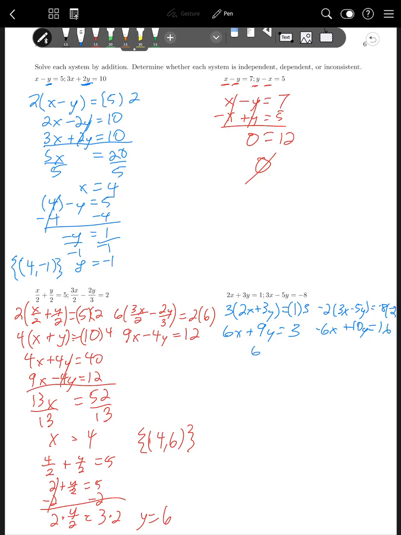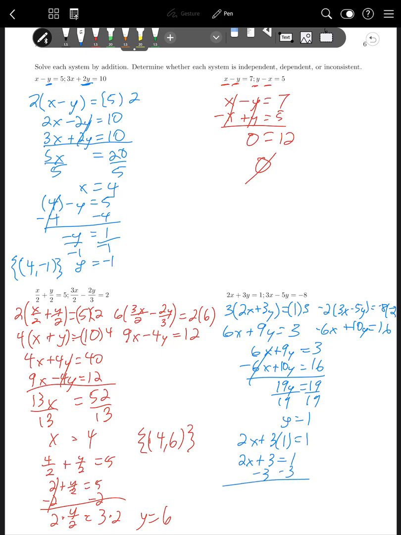Add those together. So 6x plus 9y equals 3, negative 6x plus 10y equals 16. You get 19y equals 19, divide by 19, and you get y equals 1. And then we can substitute that. So 2x plus 3 times 1 equals 1. 2x plus 3 equals 1. Subtract 3. So we get 2x equals negative 2 and divide by 2 to get x equals negative 1. So for this one, we get negative 1 comma 1.